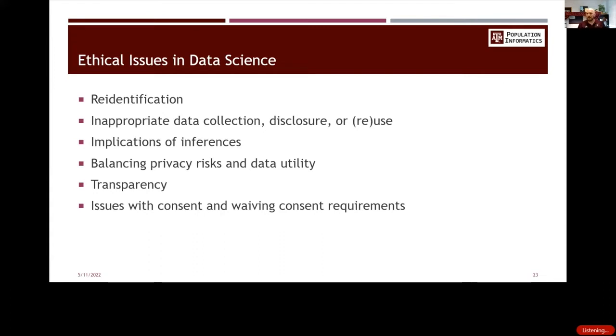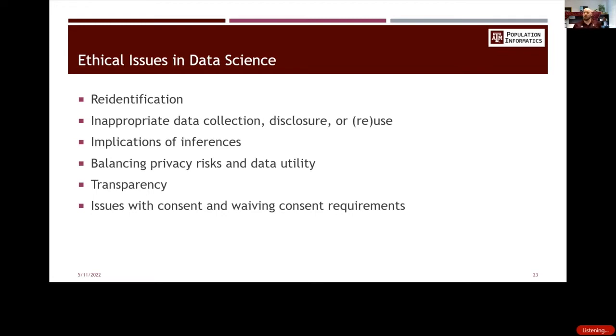The next ethical issue that's important to talk about, and Dr. Coombe is going to talk about this in a far more interesting way than I will, is the balance of protecting privacy with the ability to leverage data for beneficial purposes. We can certainly apply greater and greater privacy protections, but those protections also limit our ability to use data for beneficial purposes.